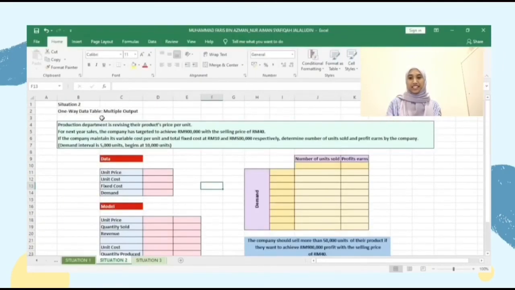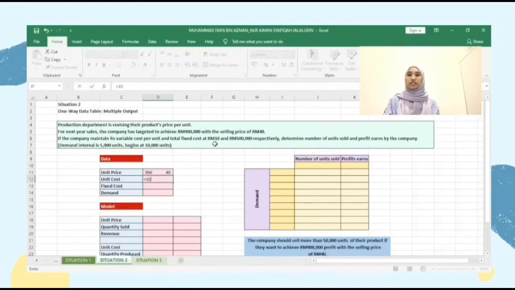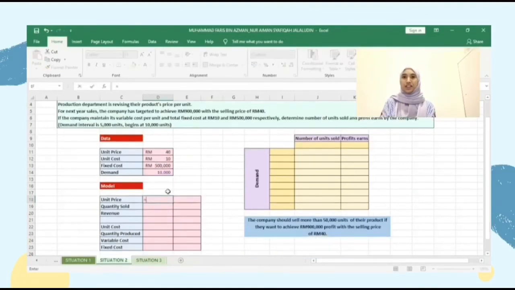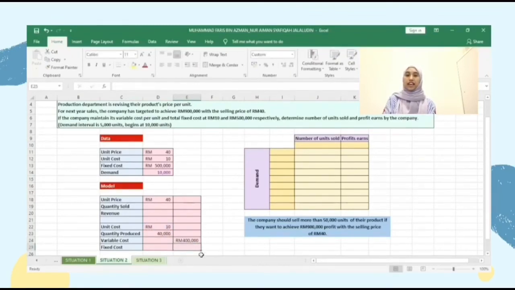Second situation is one-way data table, multiple output. Unit price equal to 40 ringgit and the unit cost is 10 ringgit. Fixed cost is 500,000 ringgit and the demand is 10,000 units. For the model, unit price equal 40 ringgit, unit cost equal to D22 and then click enter. Quantity produced equal to 40,000 units. The formula for the variable cost will be equal unit cost multiplied by quantity produced and click enter.